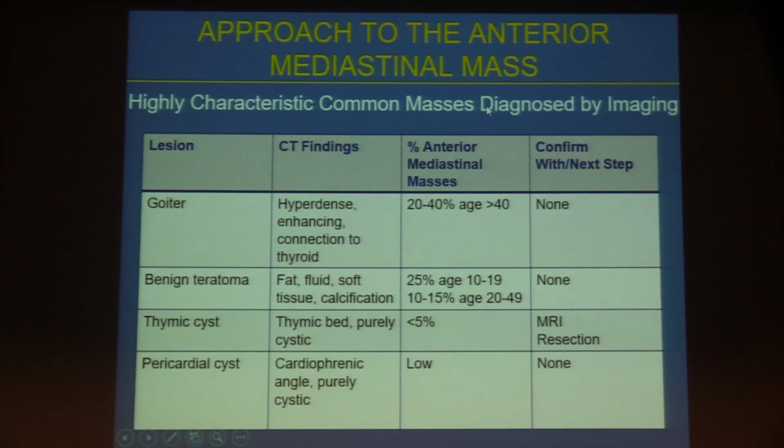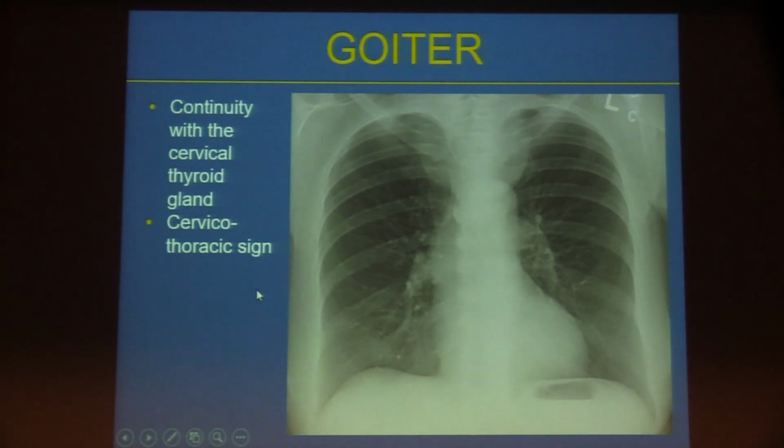So we're going to divide our differentials of the anteromediastinum into three groups. One are the very common masses that are pathognomonic on imaging, where we can shine. The other group is the rare diseases, but again, that we can shine, pathognomonic. And then the third group is masses that we see, but we need just a little bit of clinical information, and we'll see what it is. So let's look at the first group, where we know for sure what the diagnosis is. It's goiter, benign teratoma, thymic cyst, and pericardial cyst.